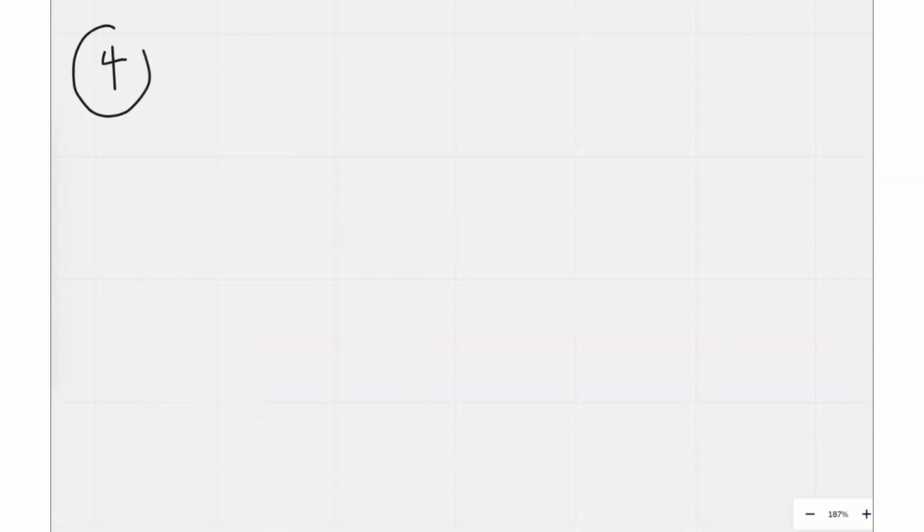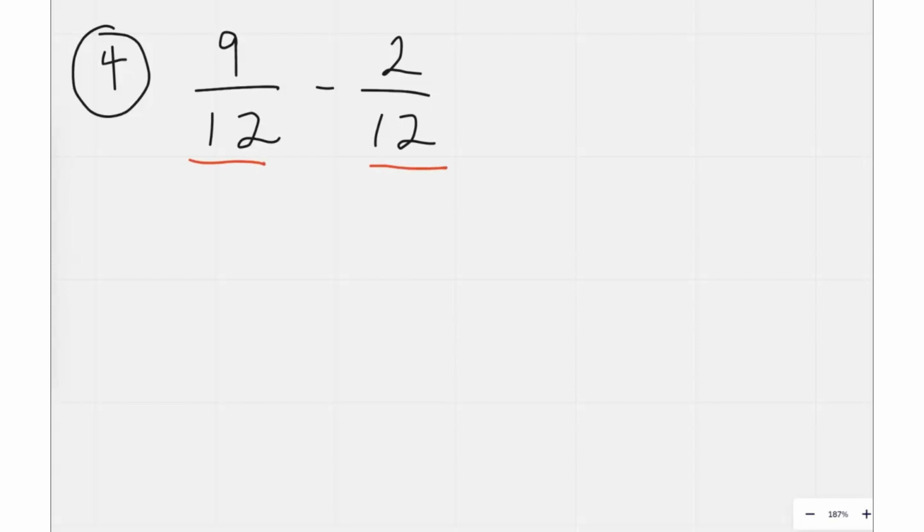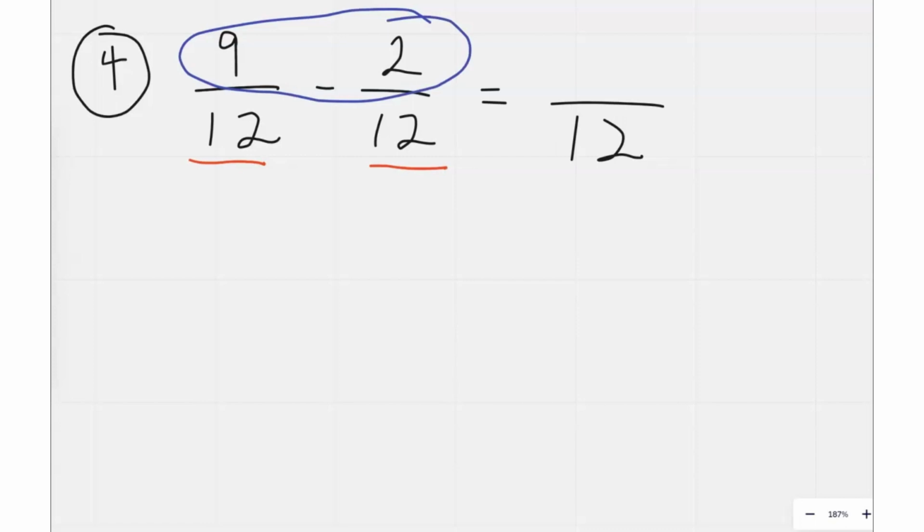When we consider subtracting fractions, it's the same concept as adding fractions. Let's look at an example. 9/12 minus 2/12. Since these fractions have the common denominator of 12, we can keep this denominator and subtract the numerators. 9 minus 2 is 7, so our final answer is 7/12.